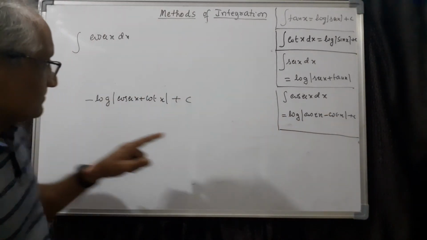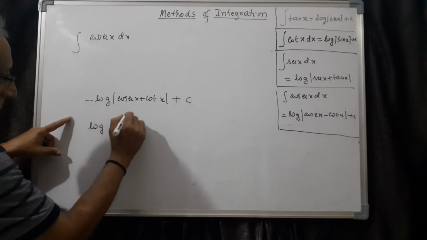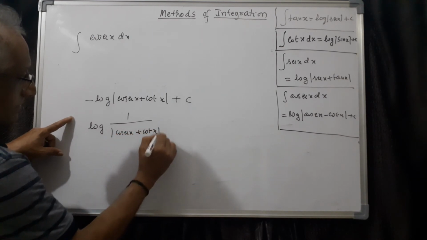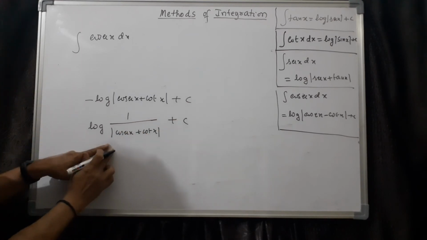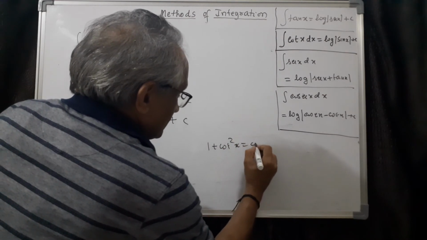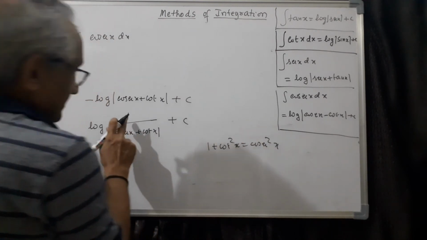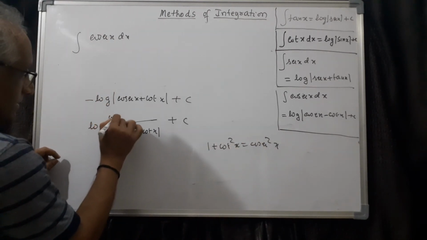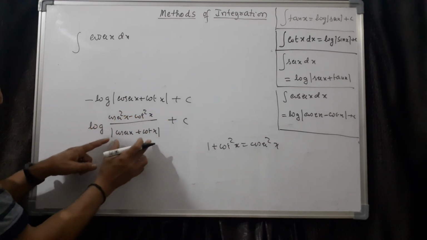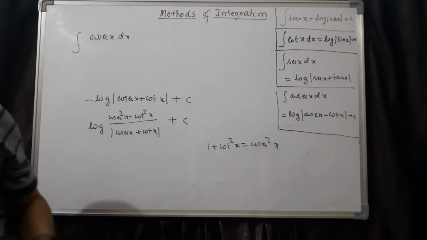So there is only a difference, minus, because up to this it is the same. Here you have log of 1 by cosecant x plus cot x plus c. But this can be written as, because 1 plus cot square x is cosecant square x, this 1 can be written as cosecant square x minus cot square x. Of course this can be factorized and compensated, so that this becomes cosecant x minus cot x. So that is the formula.